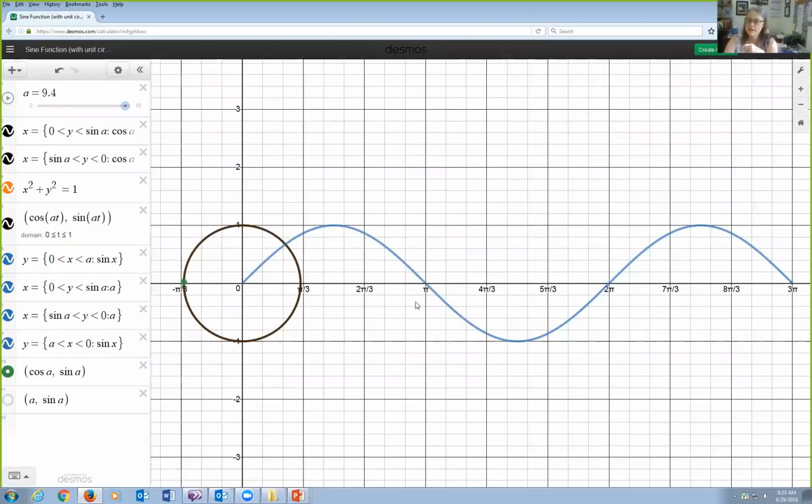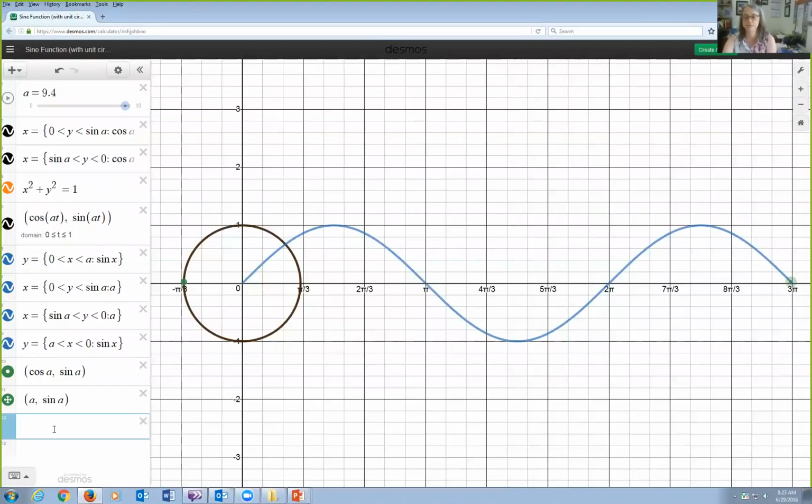This blue line here, remember, was related to the height of the point, which means it was related to the y-coordinate as we went around the circle. The y-coordinate is described by the sine function. This blue line represents the graph of the sine of an angle.